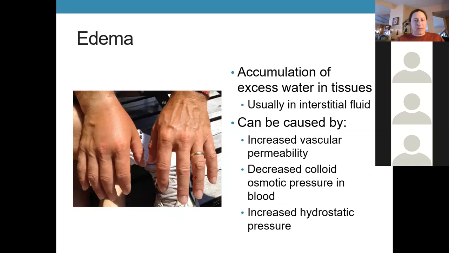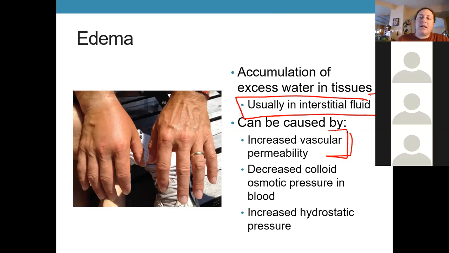The book likes to talk about the edema here, so I just wanted to point it out. So edema is defined as accumulation of excess water in tissues. This is almost always increased amounts of interstitial fluid, so in the fluid around cells. And anything that favors the movement of fluid out of the plasma space or out of the intracellular space will cause edema.